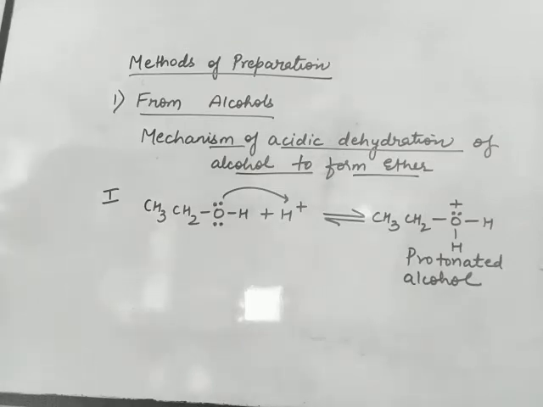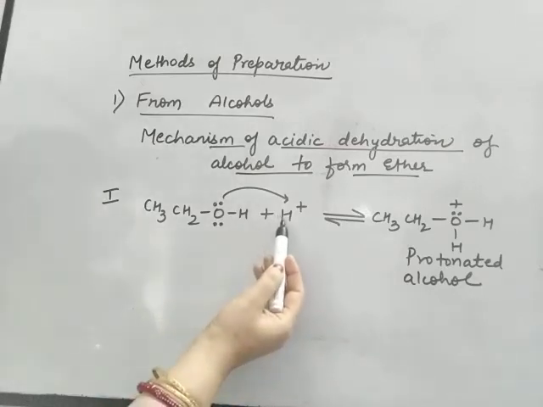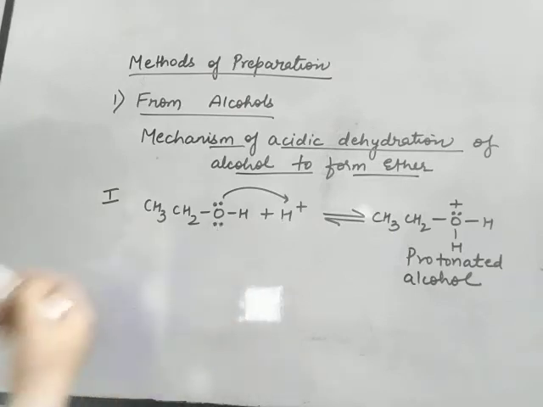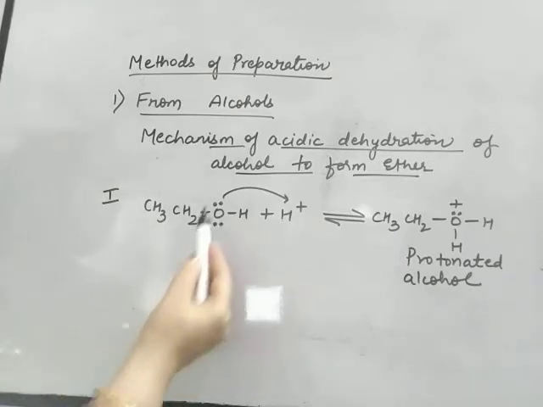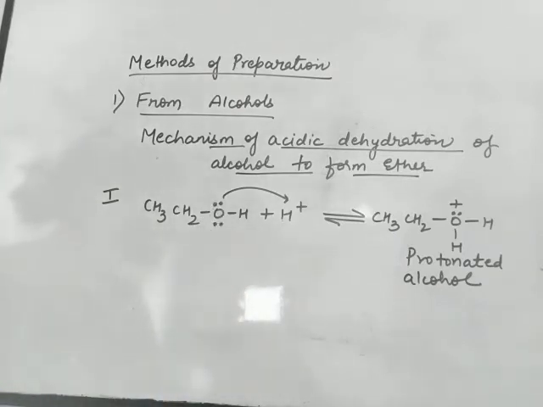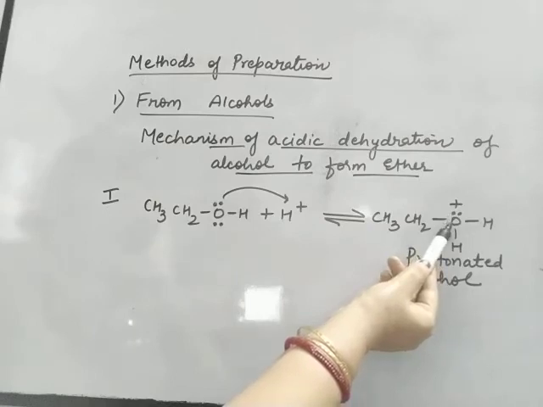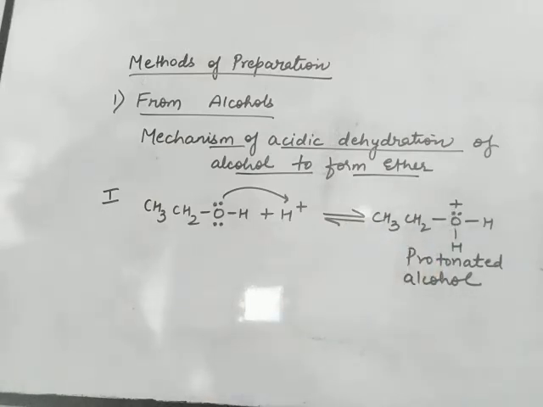So first step is the attack of H+ on alcohol. So this is my electrophile. These are the lone pairs on oxygen. Oxygen is having 2 lone pairs, and since H+ is attacking on oxygen, it will take one lone pair and in turn it will impart positive charge to the oxygen atom. So what I will get? I will get protonated alcohol. This is the first step.